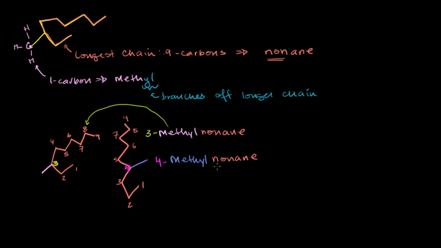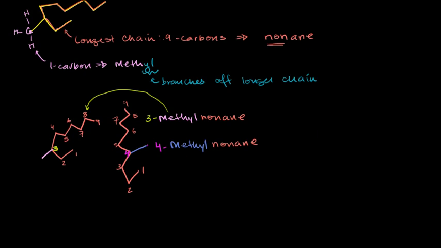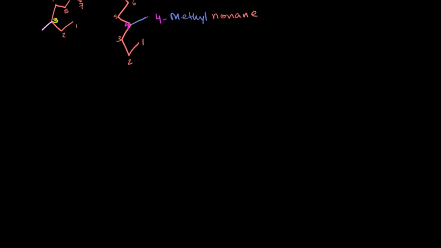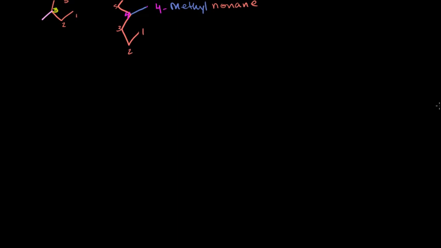4-methyl nonane. Now let's go the other way around. Let's say we start with the name and we want to figure out its formula. And hopefully this gives you a good understanding how things will get more complex. And over the next few videos they'll get more and more complex, but you'll see it's all at least reasonably logical.